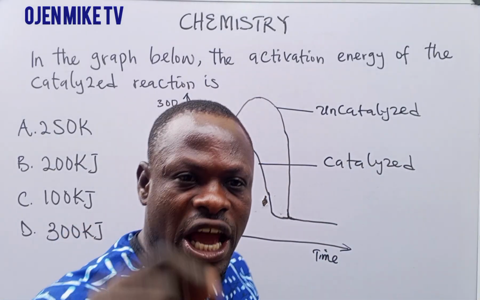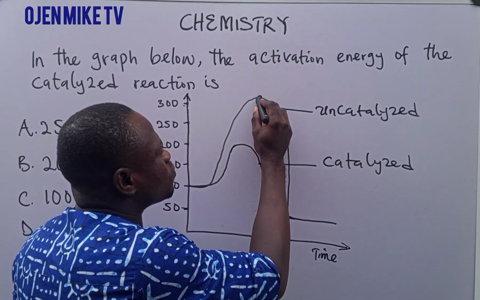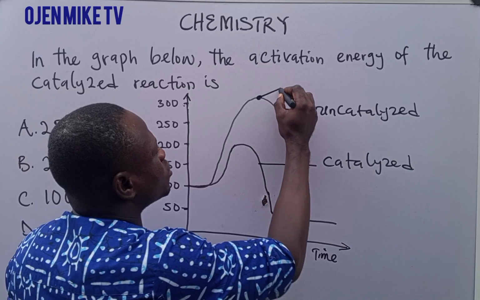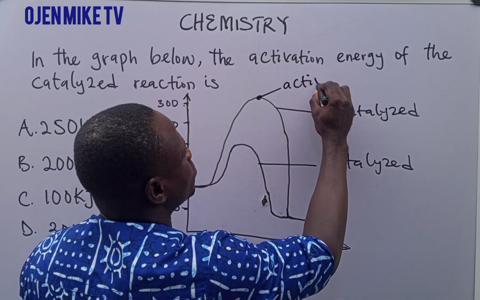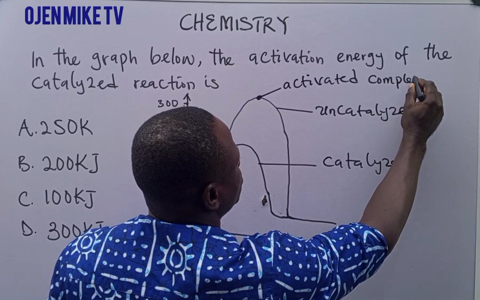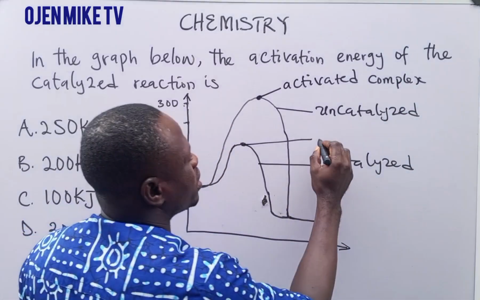Now, for you to calculate the activation energy, just know that this point here, the height of this point, is called the activated complex. This height here is called the activated complex.